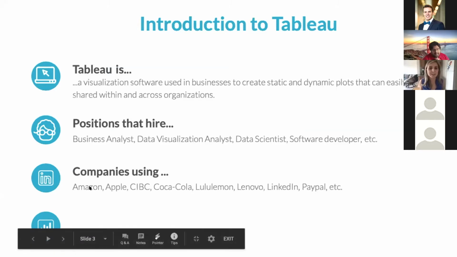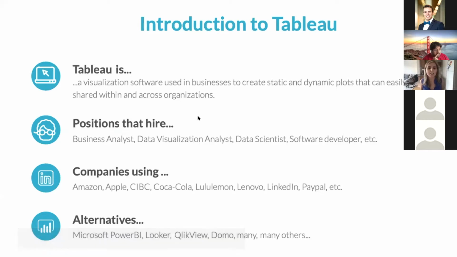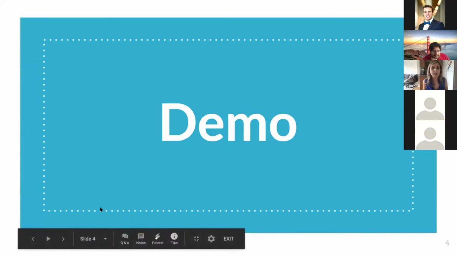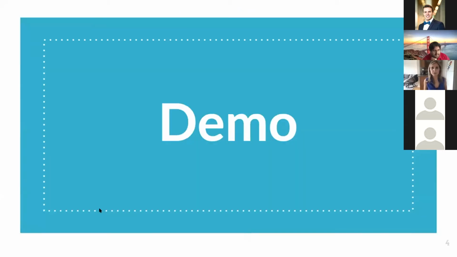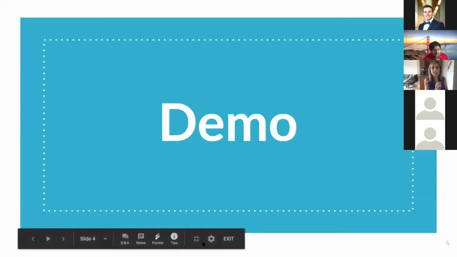So there's a good chance that if you get positioned at one of those, you might have to use Tableau. Alternatives that you can use are Power BI, Looker, QlikView, Domo, and there's a lot of other options. I think Power BI is probably one of the bigger competitive software products. All right, now Faraz is going to take over and show them the dashboard I made last year.